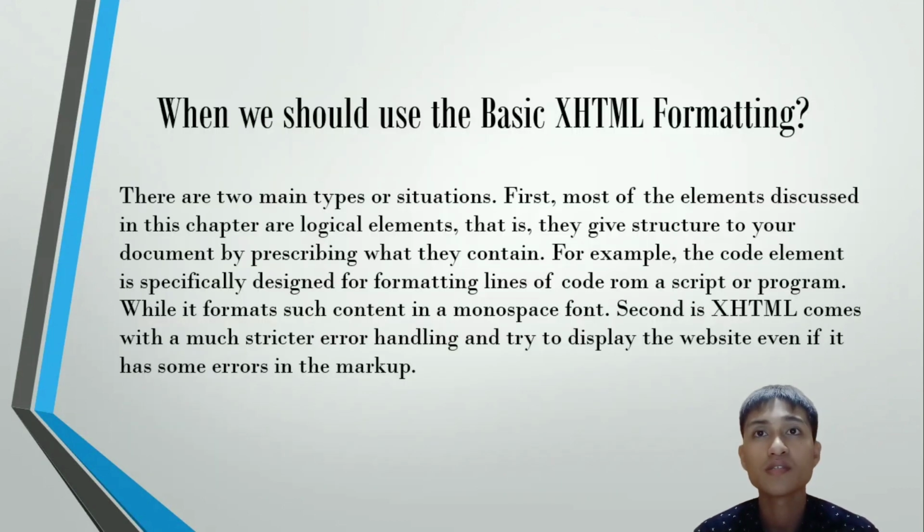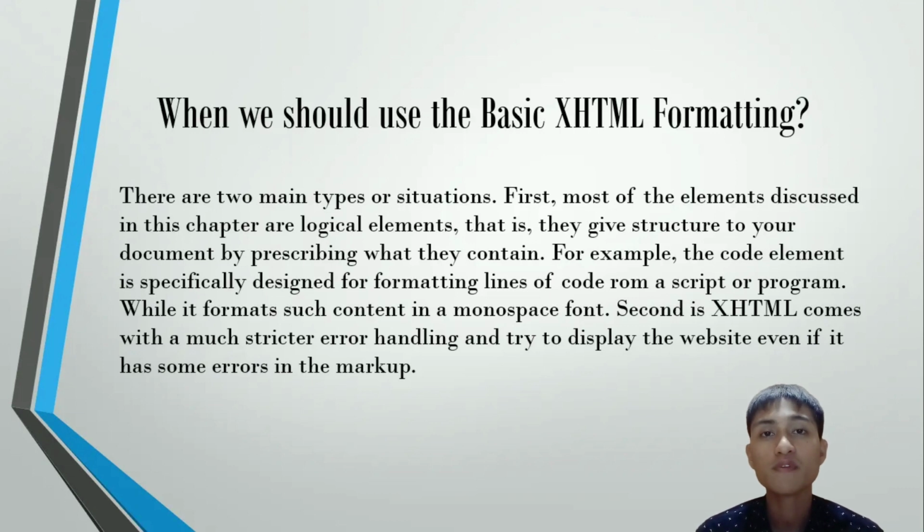So now the question is when we should use basic XHTML formatting. There are two main situations. First, most of the elements discussed in this chapter are logical elements. That is, they give structure to your documents by describing what they contain. For example, the code element is specifically designed for formatting lines of code from a script or program, where it formats such content in a monospace font. More importantly, it also identifies the text as code.